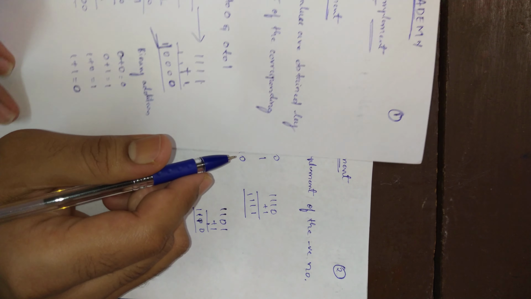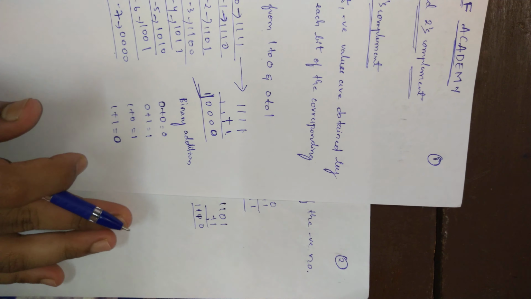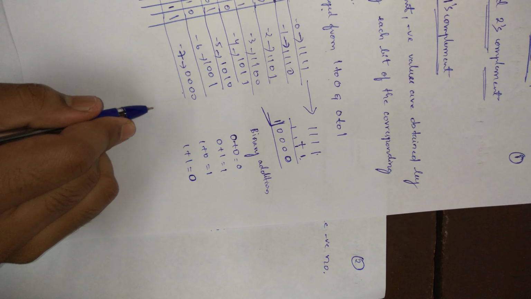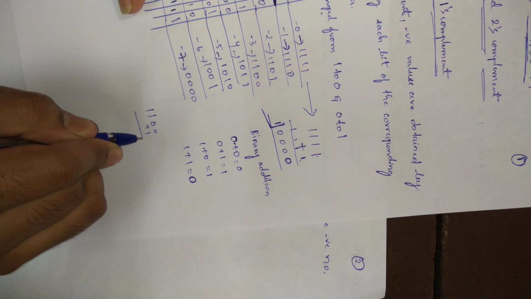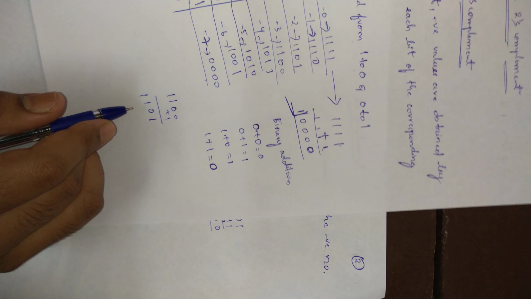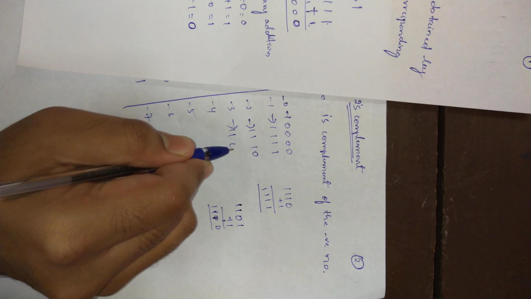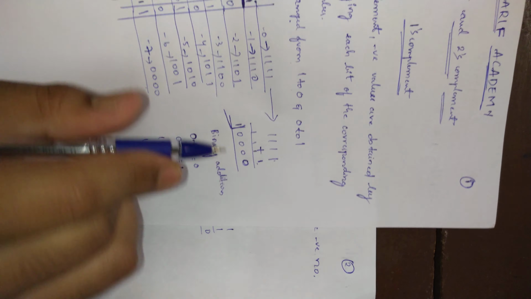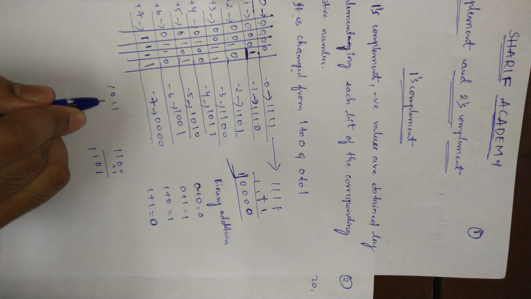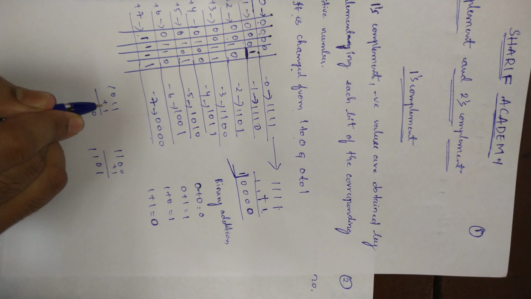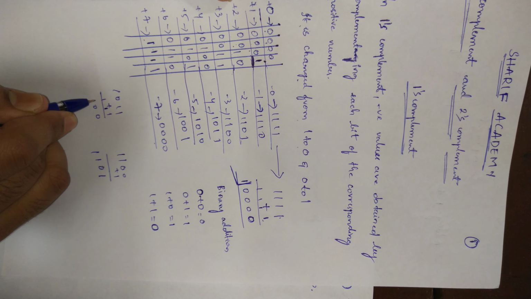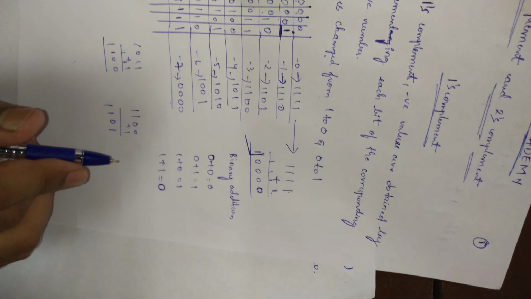And for -3, what's the value for -3? 1100. For 1100, what are you going to do? Add +1. 0 + 1 is 1. Your answer is 1101. For -4, the negative number is 1011. 1011 + 1. 1 + 1 is 0, carry 1. 1 + 1 is 0, carry 1. 1 1. The answer is 1100.